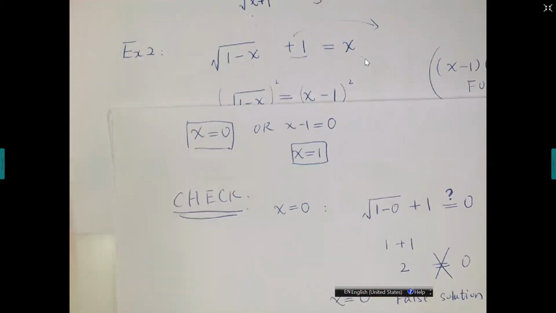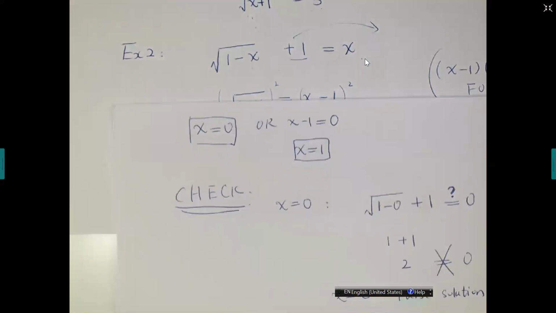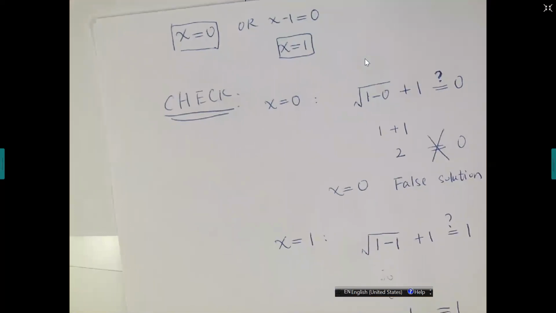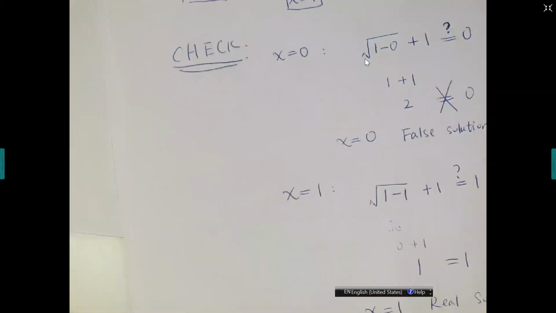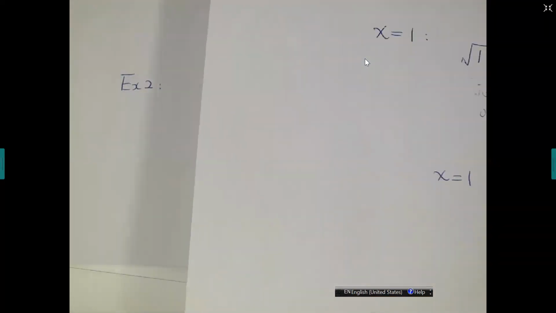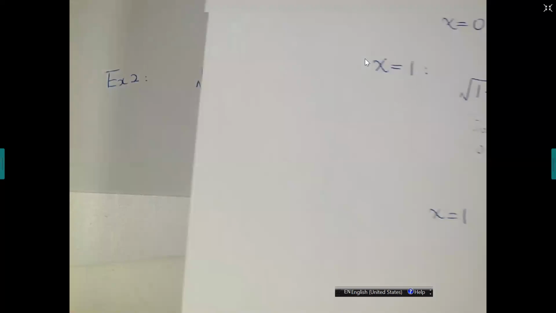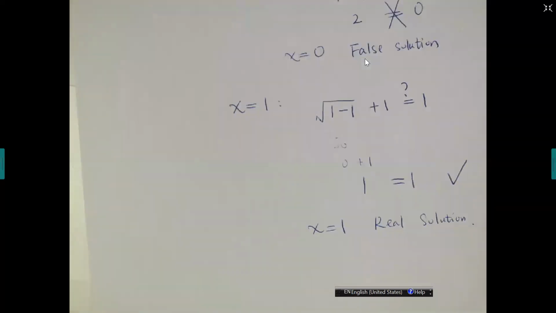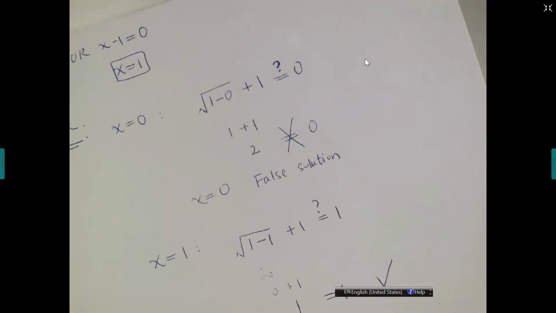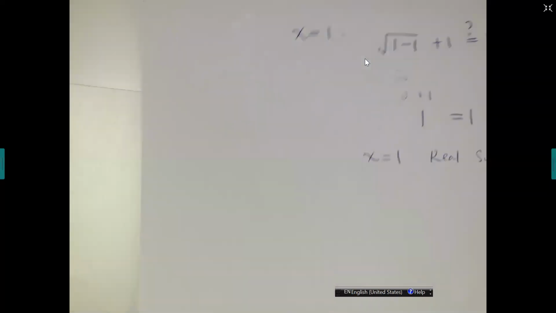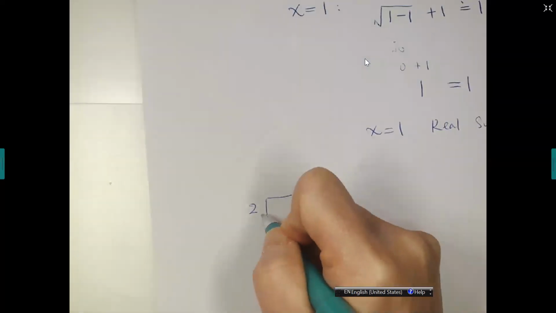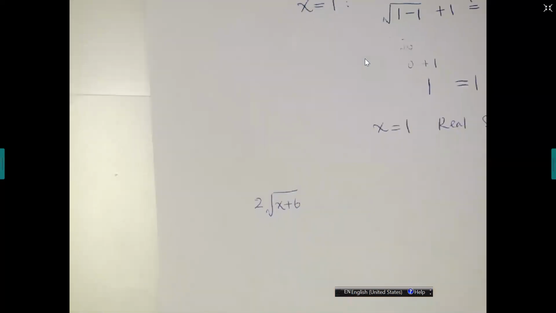This is the first type of radical equation, when there is just one radical sign in the equation. Sometimes we might see an equation with two or maybe more than two radical symbols. For example, let me copy this equation down here. If we have 2 square root of x plus 6. So this is example 3.